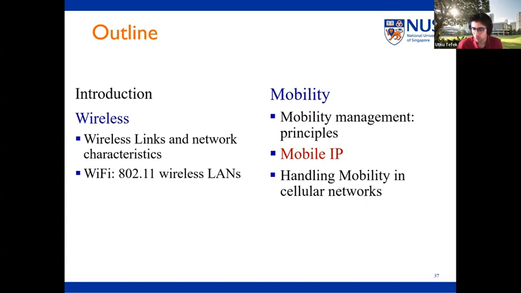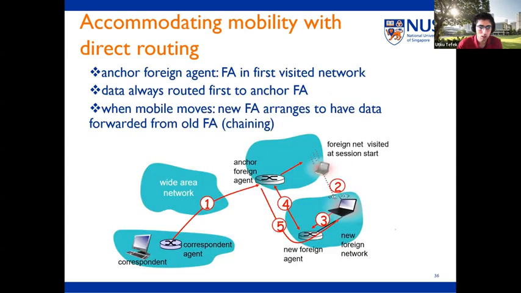So another question is, what happens when the anchor foreign agent gets disconnected? Well, if the anchor foreign agent gets disconnected, nothing can go through this anchor foreign agent. So until it's connected again, I assume that the connection to the mobile is lost, unless the correspondent can somehow get the updated COA of the new foreign network. So that's just my guess.